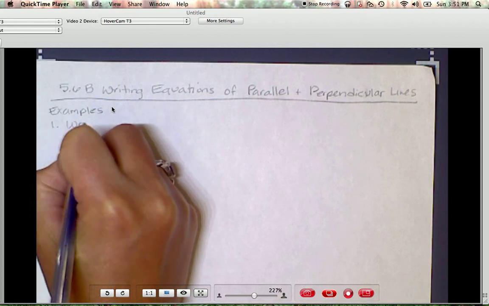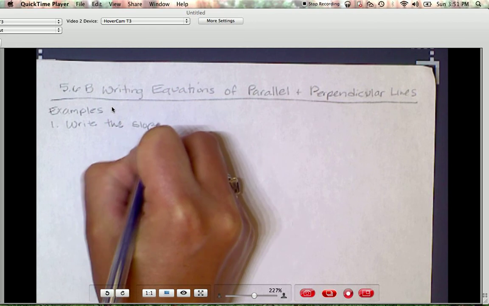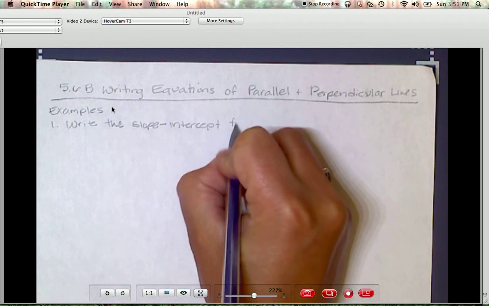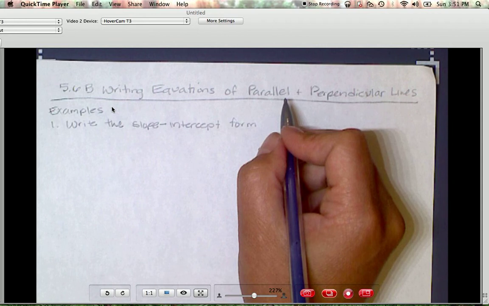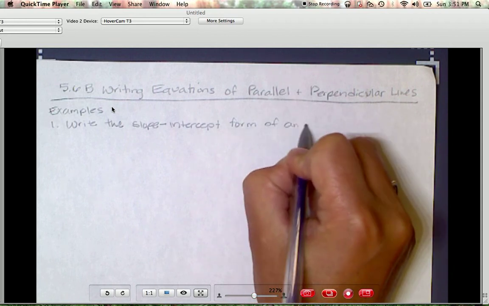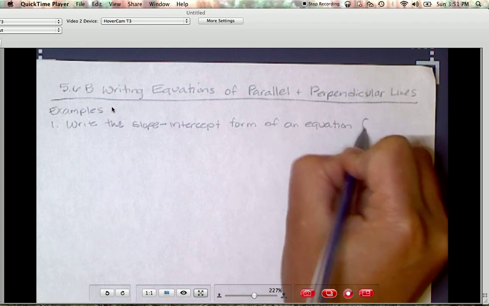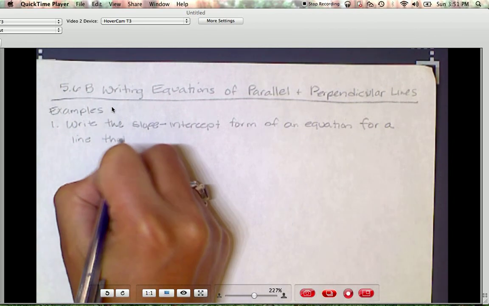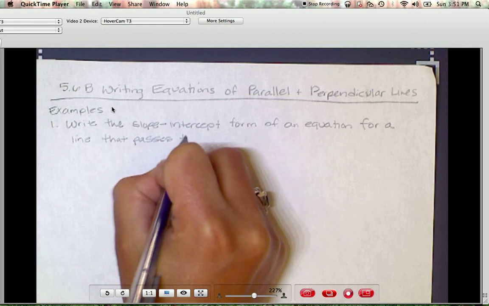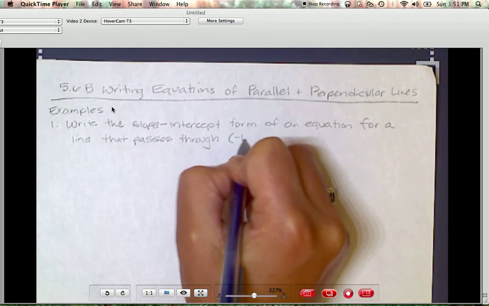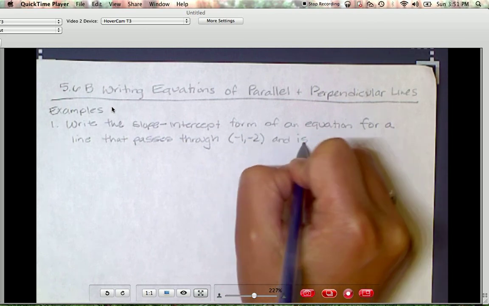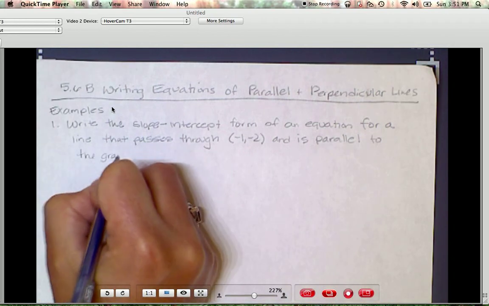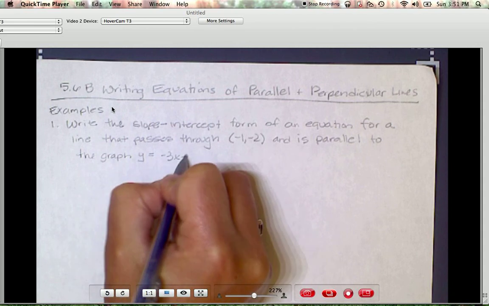Number 1. Write the slope-intercept form of an equation for a line that passes through the point -1, -2 and is parallel to the graph y equals -3x minus 2.